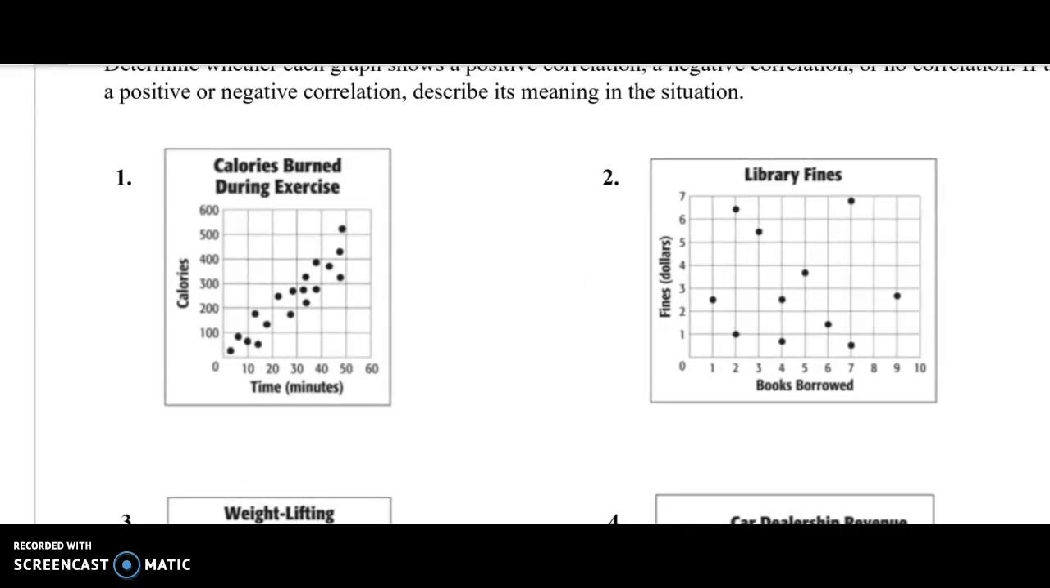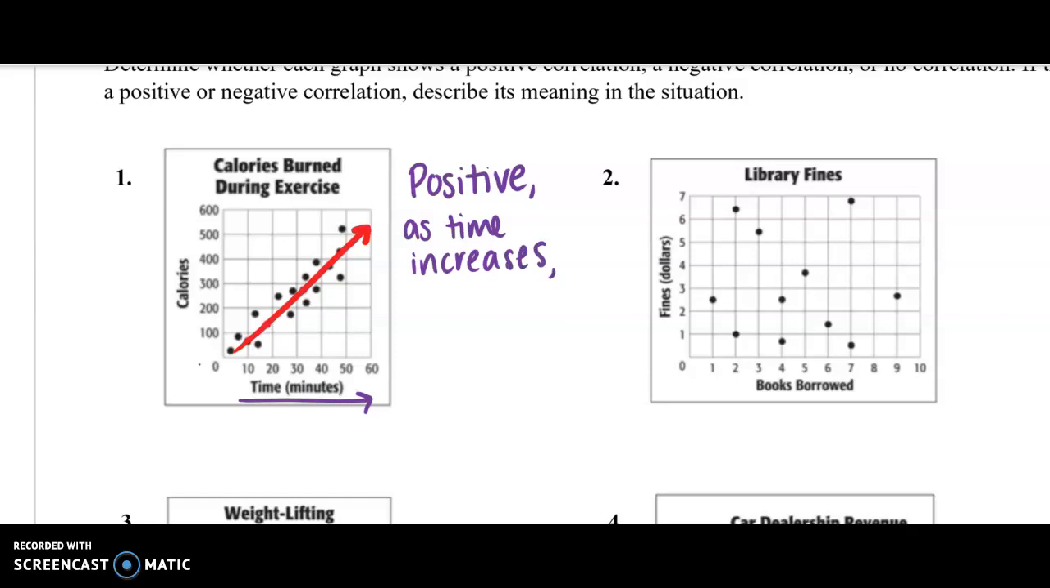So if we look at number 1, you look at all the data points, it's pretty clear that it's moving in an upward direction, which means it's a positive correlation. Okay, and then it says describe its meaning in the situation. Actually, look at this. It's calories burned during exercise. So as the time working out increases, the calories that you are burning increase. So a positive correlation shows that as one increases, the other increases.